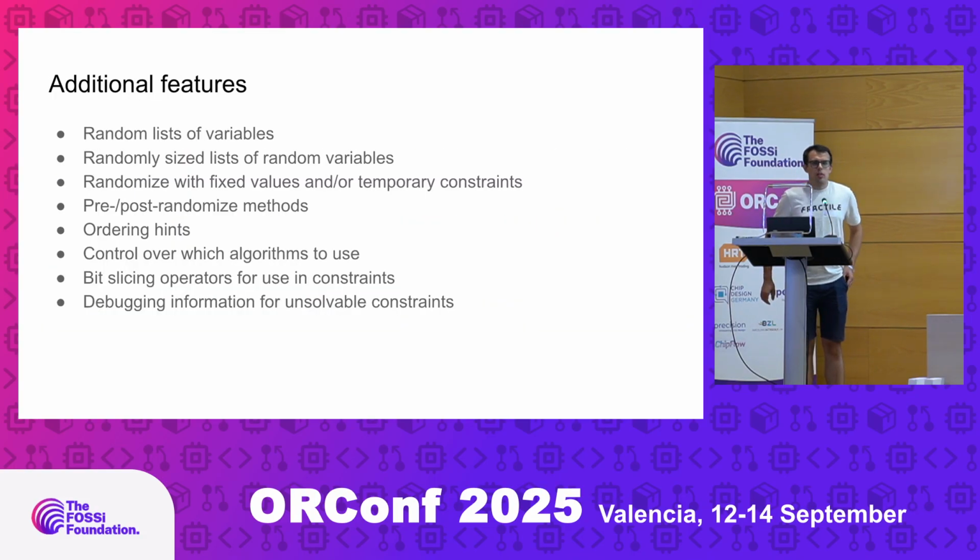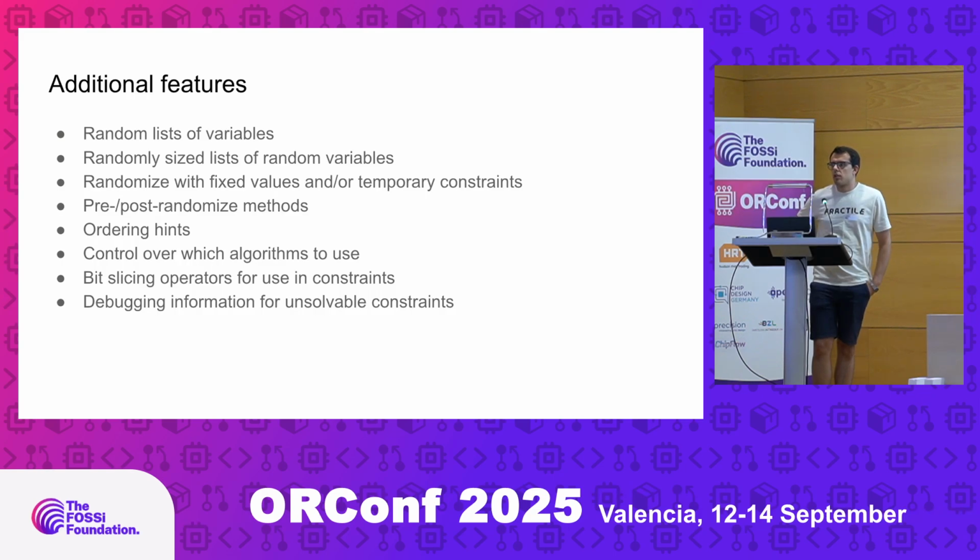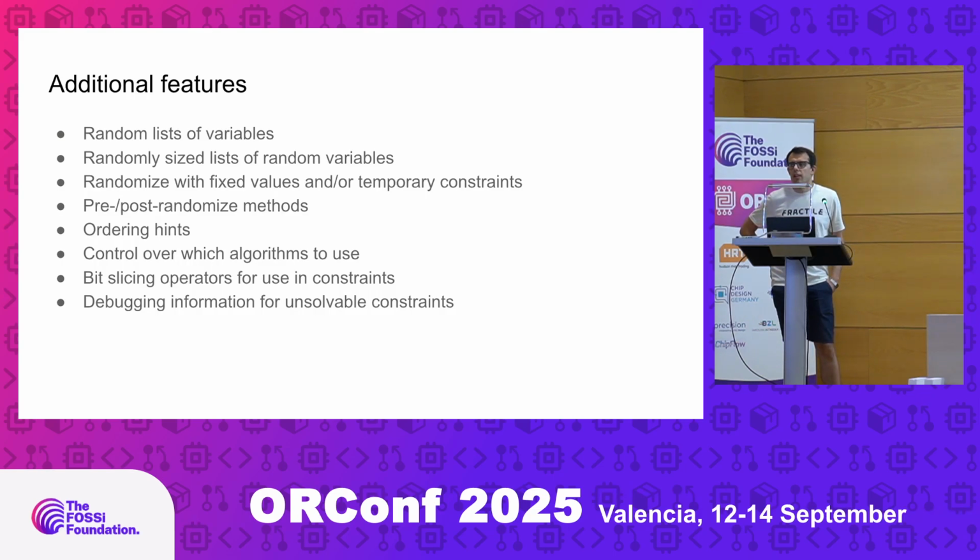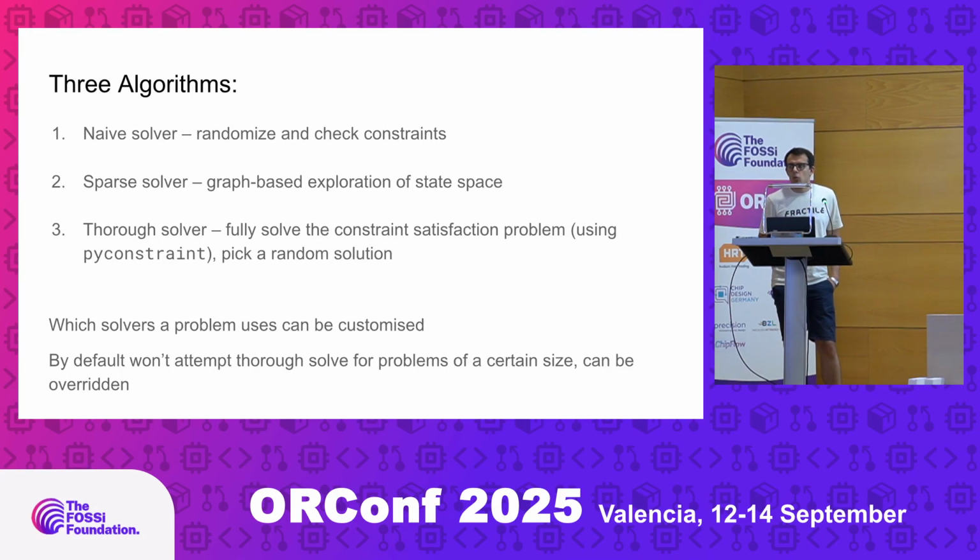There are loads of other features which I don't have time to go through in detail. So we've got randomly sized lists and random lists or randomly sized random lists. Fixed values, temporary constraints, pre-randomize, post-randomize, bunch of other stuff. You can read about that later. So, one slide on how it works.